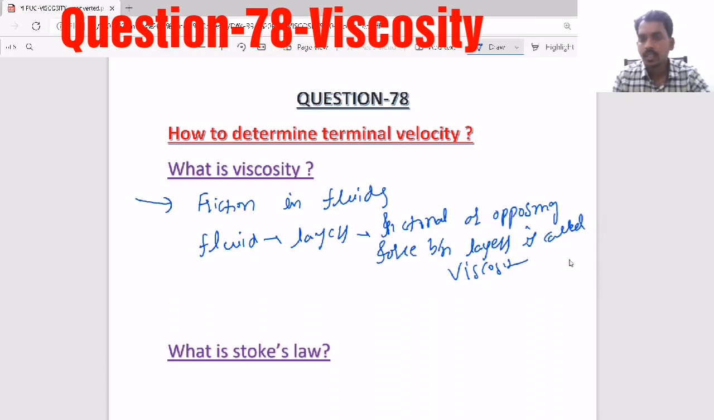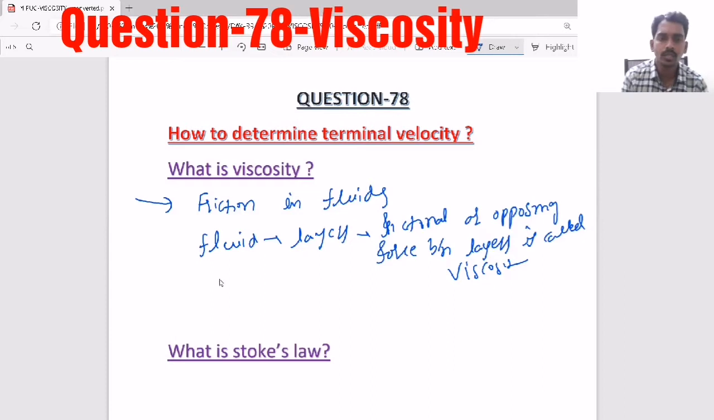So the nature of opposing the motion of one layer by the other layer, or the behavior, like when you pour some water and oil on a floor, the oil moves slower than water. That means the force between the layers of the oil is more compared to the water. That means oil is more viscous than water. That is the meaning.